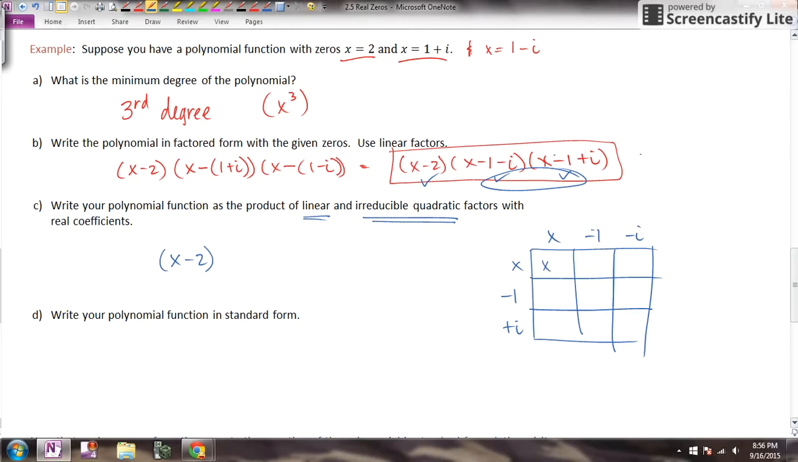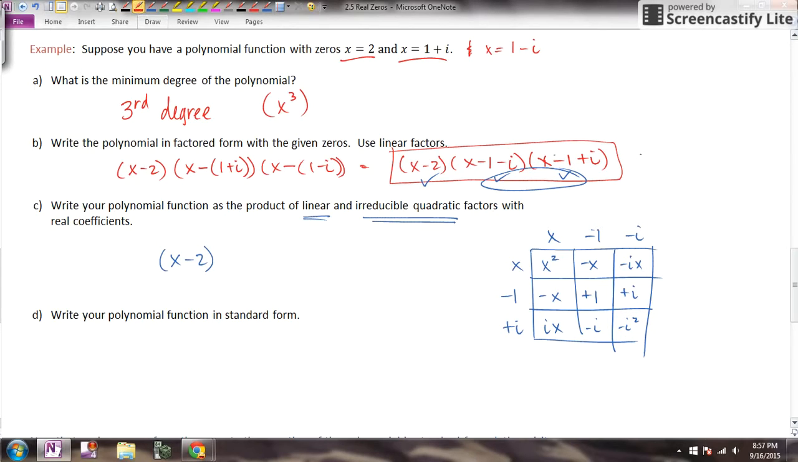And so what do I get? x squared minus x minus ix. Now I have minus x. I got plus 1. I got plus i. I got ix. I got negative i, I believe. And then I have negative i squared.